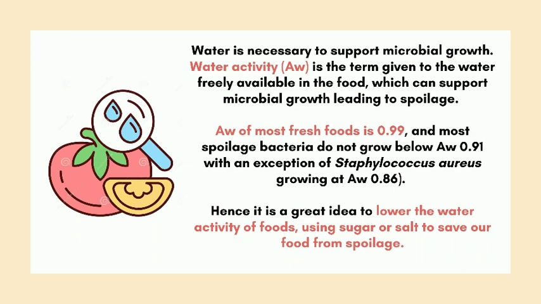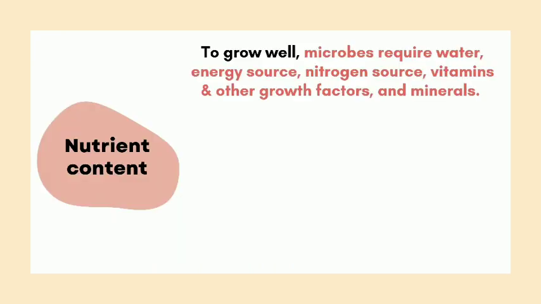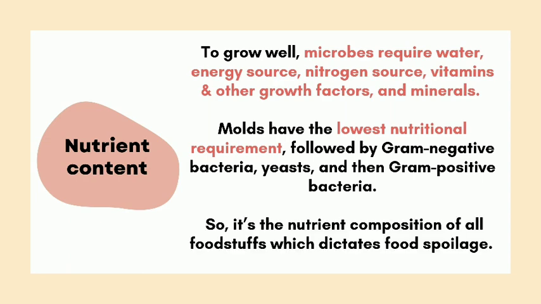food from spoilage. An obvious factor influencing food spoilage is its nutrient content, because to grow well, microbes require water, energy source, nitrogen source, vitamins, and other growth factors and minerals. Molds have the lowest nutritional requirement, followed by gram-negative bacteria, yeasts, and then gram-positive bacteria. So it's very common to view molds spoiling the foods. So it's the nutrient composition of all foodstuffs which dictates the food spoilage.